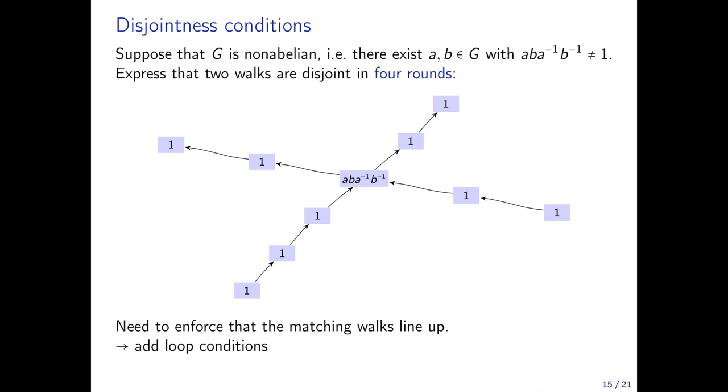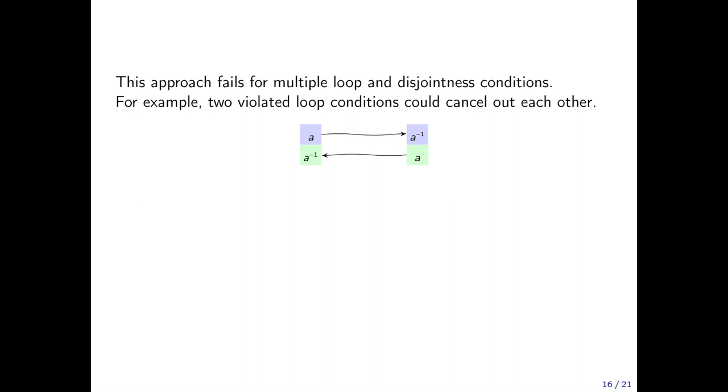So now these two simple examples showed you how to simulate a single disjointness condition and a single loop condition. Of course, if we have multiple conditions and also possibly both loop and disjointness conditions, the situation becomes more difficult. And this simple approach would fail. For example, if you would have two loop conditions which are violated, then they could still cancel out each other, as you can see in this picture.